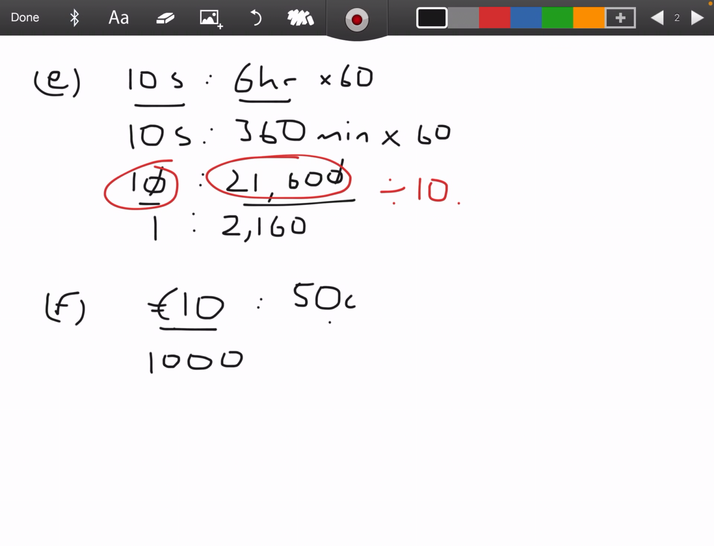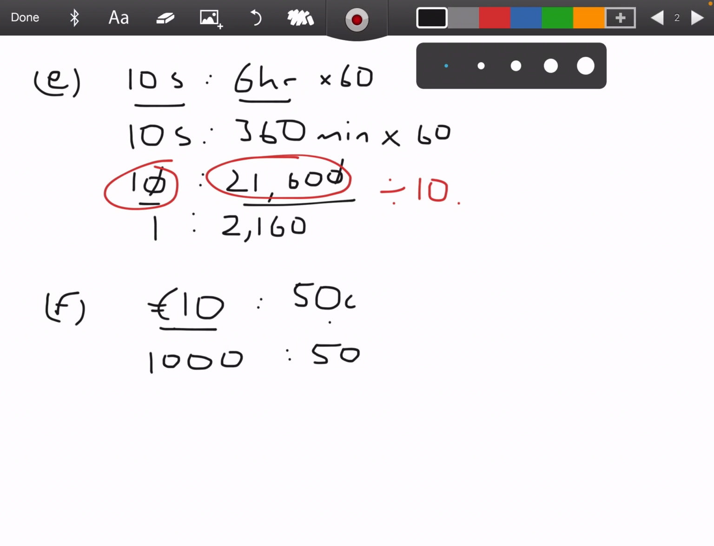If I multiply by 10, then I've got 1,000 is to 50. And again, you can put the unit in there if you want to. You don't have to. I'll take it away just for argument's sake, because I've done it in the other ones. So I've got 1,000 is to 50, and I know 50 goes into 1,000.